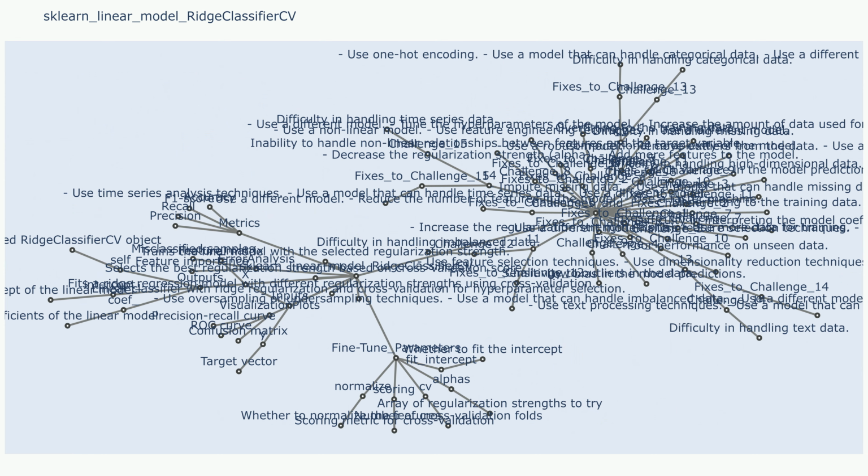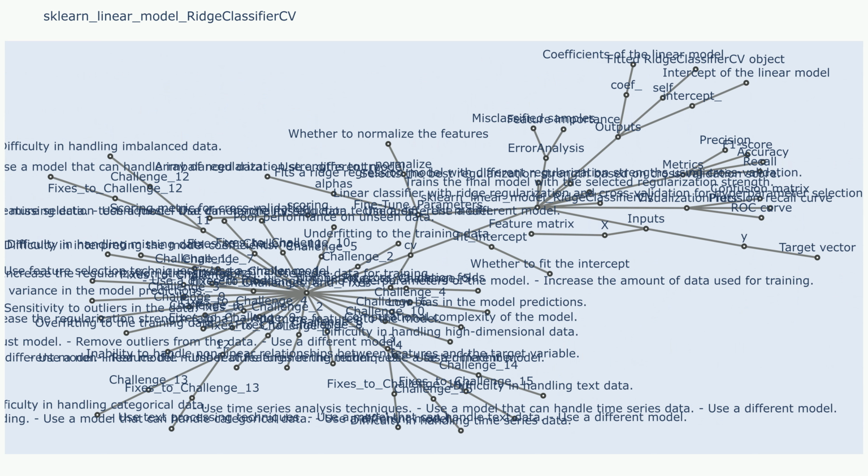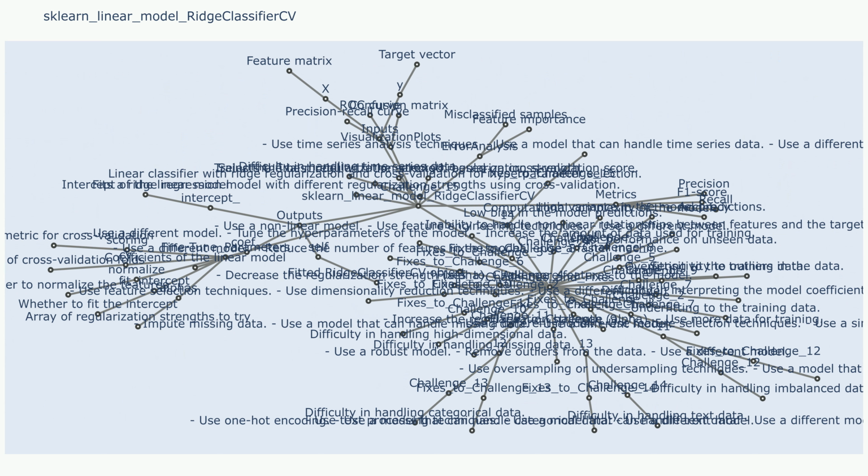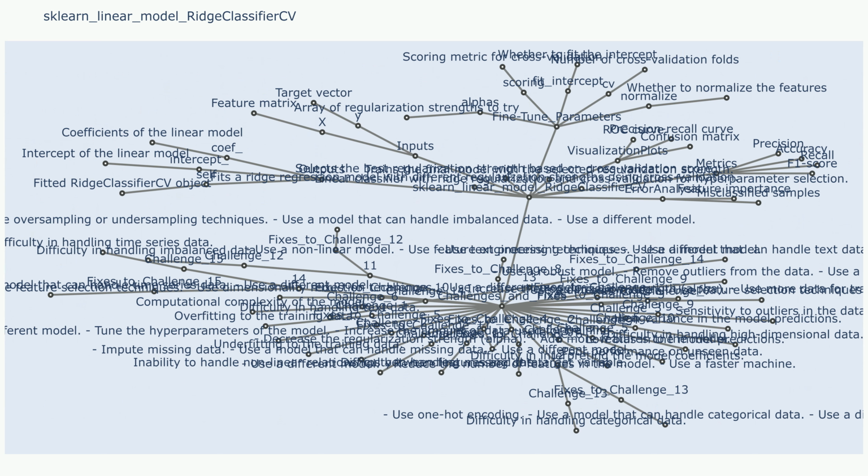A separate ridge model is trained on each fold, with different values of alpha regularization strength. 3. Cross-validation score. The performance of each model is evaluated on the remaining folds using a metric like accuracy or F1 score. 4. Best alpha selection. The value of alpha that yields the best average cross-validation score is chosen as the optimal regularization strength. 5. Final model. The final ridge model is trained on the entire dataset using the chosen alpha.